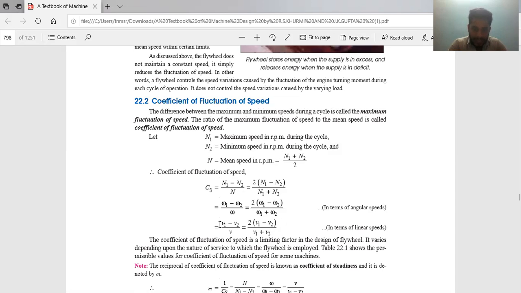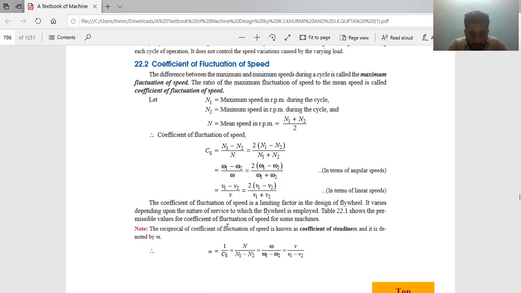V1 is what? Linear speed. Maximum linear speed. V2 is minimum linear speed divided by V. V is your mean linear speed. That is V1 plus V2 by 2. So you have to read the question accordingly and see which formula is applicable to calculate the value of CS. Any doubt? No, sir. Fine.